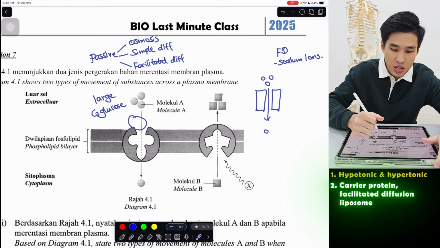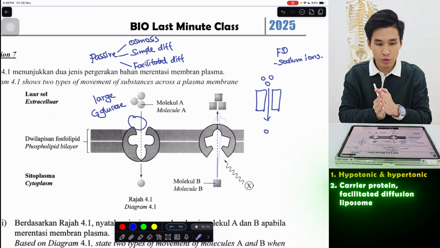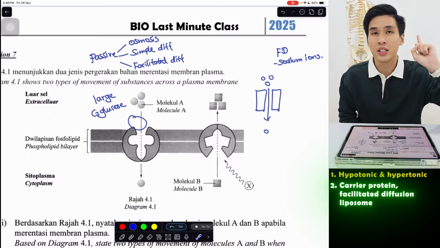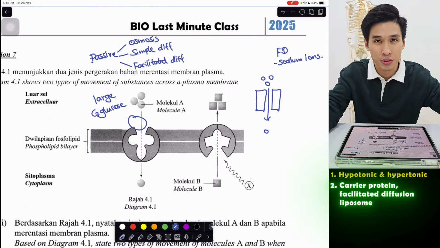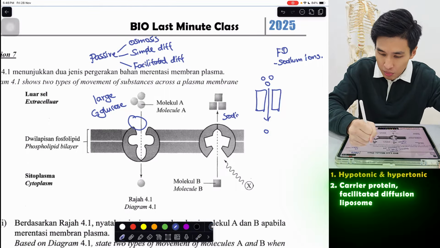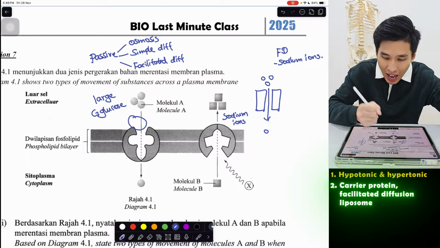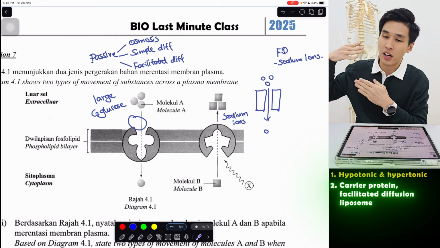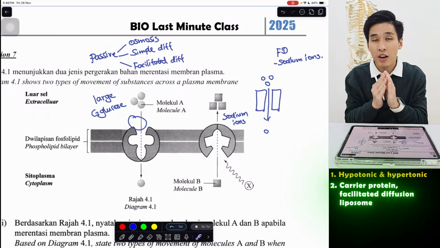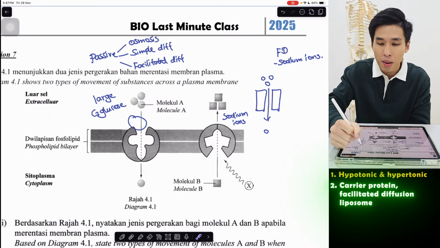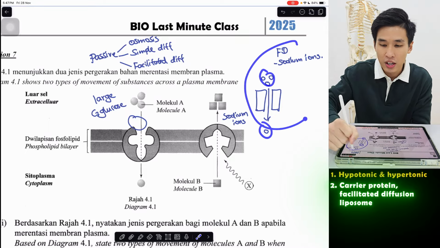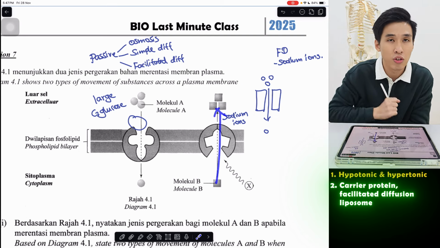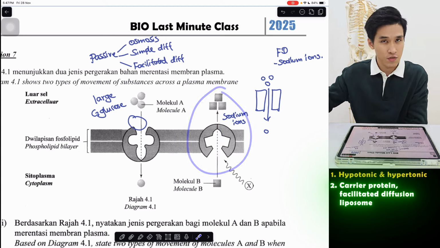Now, if you go to molecule B, low to high, in our Form 4 Chapter 3, movement of substance across the plasma membrane, there's only one molecule that can go from low to high against the concentration gradient. That will be my ions. For example, sodium ions. So only ions can go from high to low and low to high, following and against the concentration gradient. If ions want to go from more to less, they must go through a channel protein, facilitated. If they want to go from low to high against the concentration gradient, it must be at a carrier, and active transport.